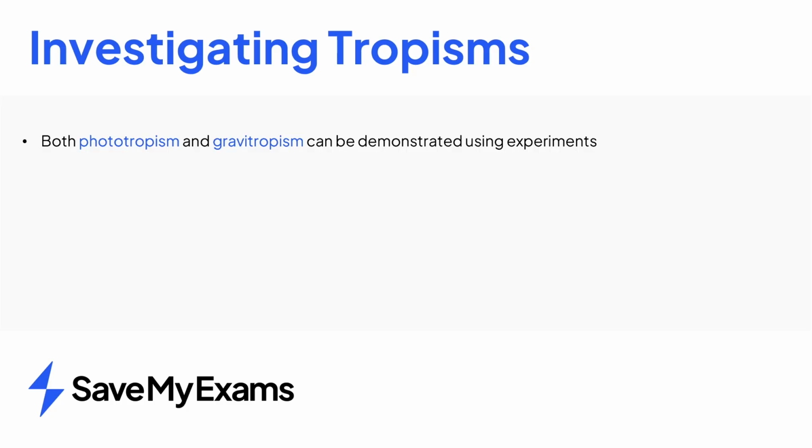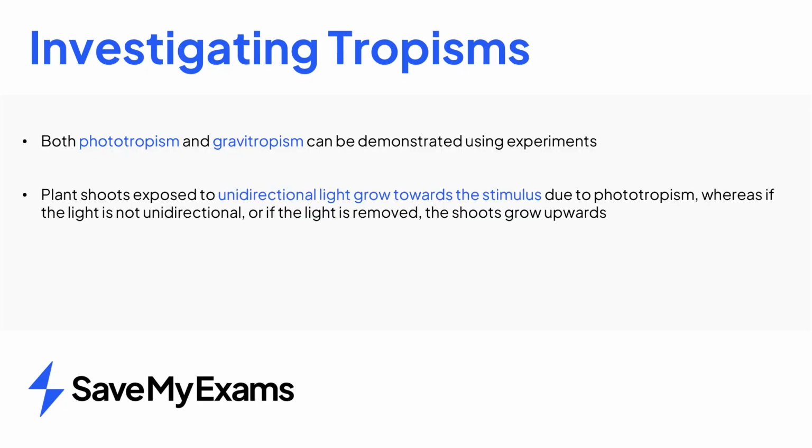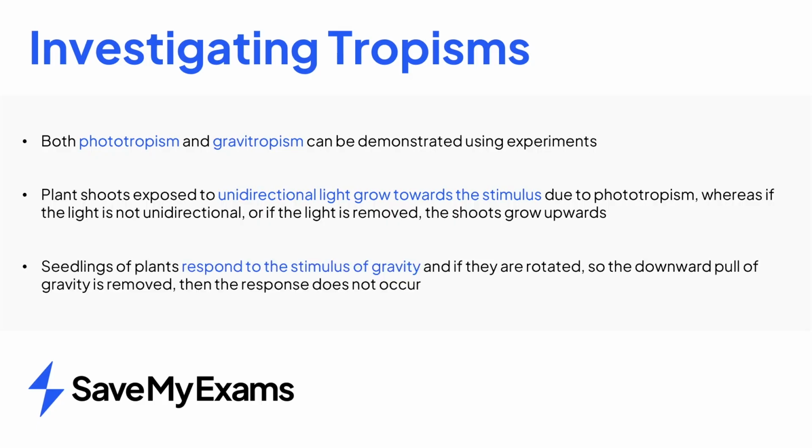In summary, both phototropism and gravitropism can be demonstrated using experiments. Plant shoots exposed to unidirectional light grow towards the stimulus due to phototropism, whereas if the light is not unidirectional or if the light is removed, the shoots grow upwards. Seedlings of plants respond to the stimulus of gravity, and if they are rotated so the downward pull of gravity is removed, then the response does not occur.